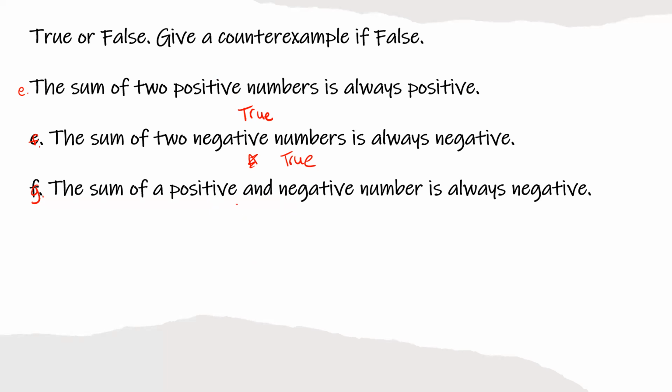Well, what if I have 6 positive and 2 negative, and I'm adding them together? What am I going to get? So, let's see, 6 plus negative 2. What does it equal? It equals 4. So this is false. You just have to have more positives than negatives.